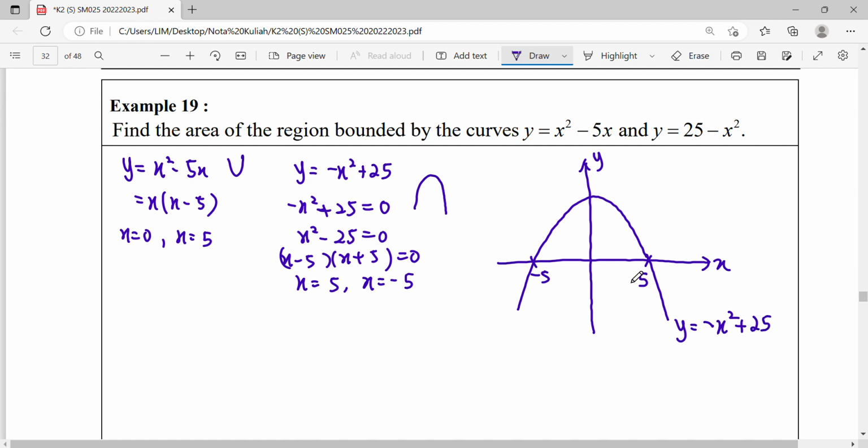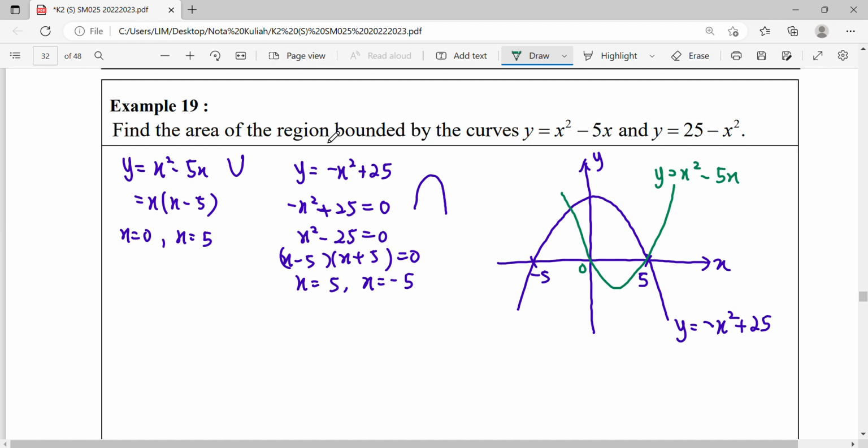The second graph, then the first graph: the roots will be at 0 and 5. So make sure your graph goes through 0 and up to 5. So this is y equals x squared minus 5x.